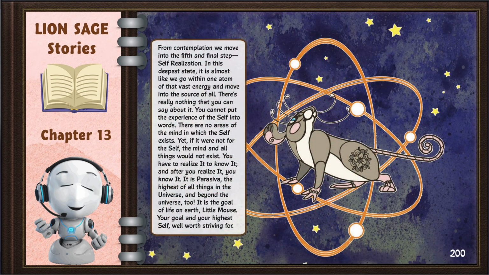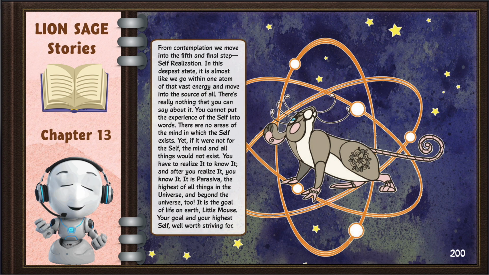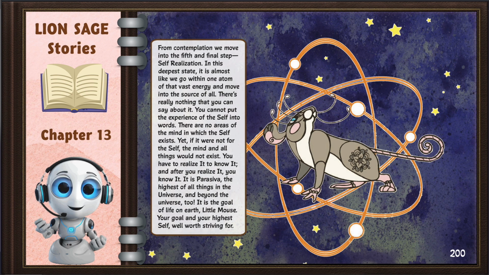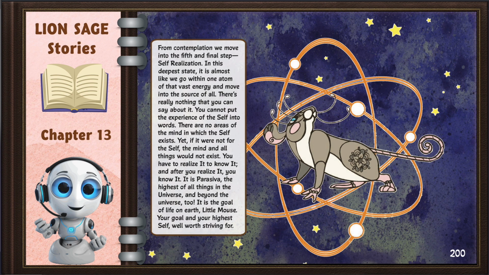From contemplation, we move into the 5th and final step, self-realization. In this deepest state, it is almost like we go within one atom of that vast energy and move into the source of all. There's really nothing that you can say about it. You cannot put the experience of the self into words. There are no areas of the mind in which the self exists.